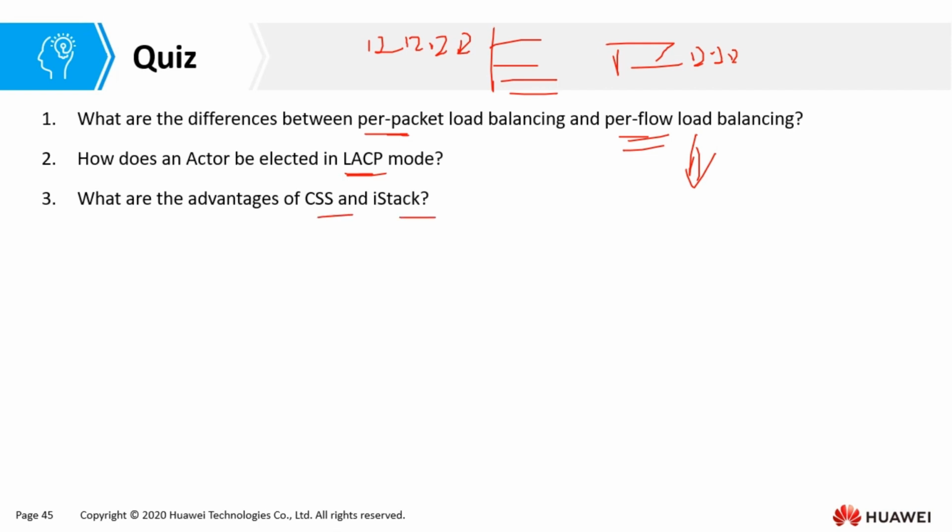So what are the advantages of CSS and iStack? Actually, they are technologies offered by Huawei to simplify your network management, improve your network reliability, and make full use of your network bandwidth. Also, they especially simplify things when you have multiple STP or an STP there.